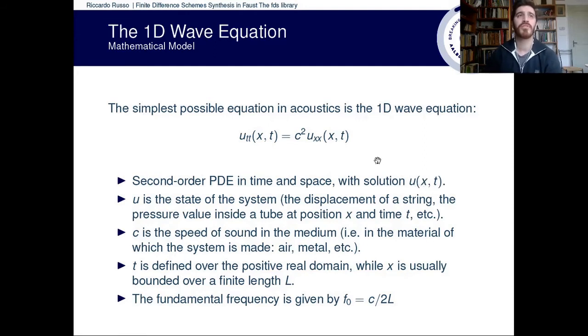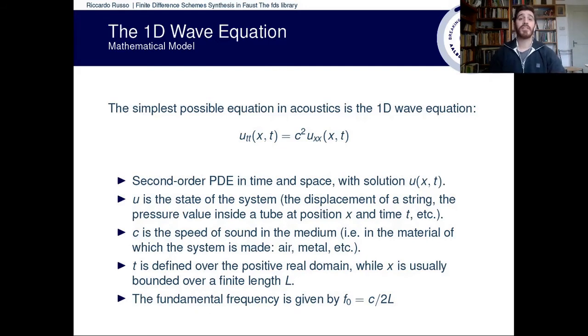A partial differential equation, well, a differential equation is basically an equation in which the unknown is not a variable, but it's a function. And so in this case, our function is this u. And u represents the state of the system at time t and position x. And the state is, for example, the vertical displacement of a vibrating string, or the pressure value inside the tube, or things like this. C is the speed of sound in the medium, and the medium is the material of which the system is made. So, for example, for a string is metal, for a tube it's air.